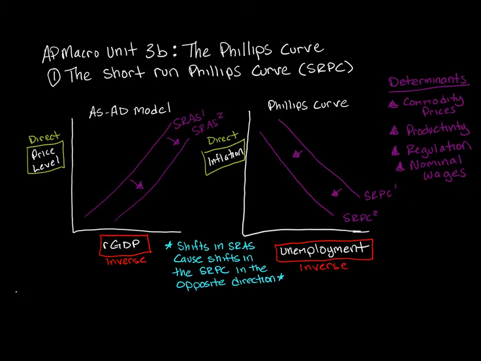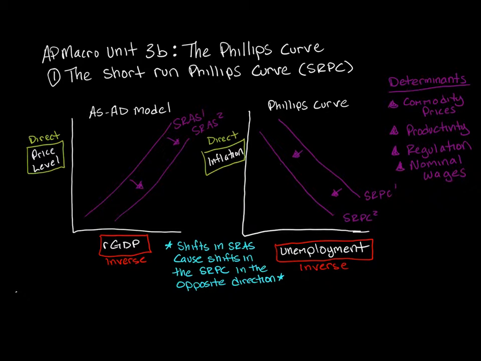So if you know the determinants of aggregate supply and aggregate demand, and you're able to manipulate that graph, you should automatically know what's happening to the inflation rate on the Phillips curve. Taking a look at the x-axis, you'll notice they're boxed in red over here. The reason being that the x-axes of these have an inverse relationship to each other.